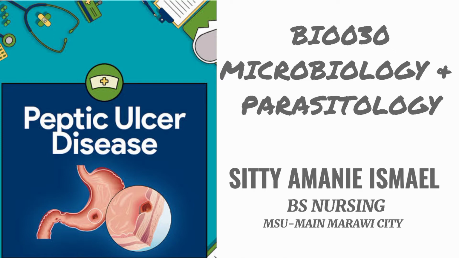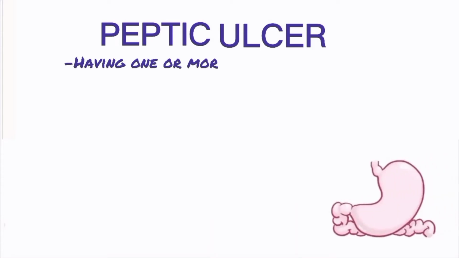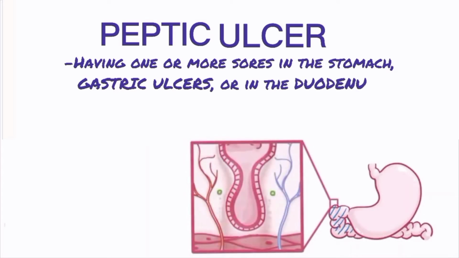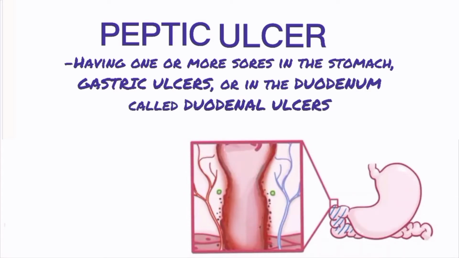Now I'm going to present my topic in this course, Bio-30 Microparasitology, about a disease called stomach or peptic ulcer. Peptic refers to the stomach, and an ulcer is a sore or break in a membrane. So peptic ulcer disease describes having one or more sores in the stomach, called gastric ulcers, or duodenum, called duodenal ulcers, which are actually common.